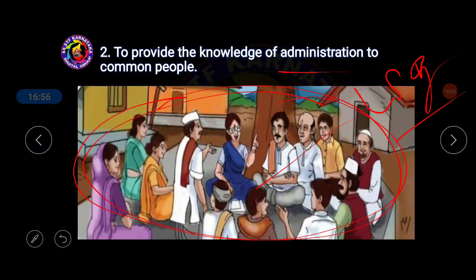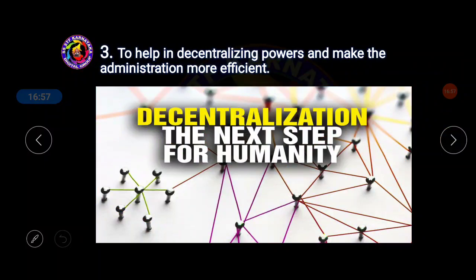So this knowledge will be given to the local people. This is quite important. Next one, local self-government will help in decentralizing the power and make the administration more efficient. And remember, if the power is decentralized, then the work will be done with more efficiency. If there is no decentralization, if the power is centralized only in one person, then development will be very difficult.